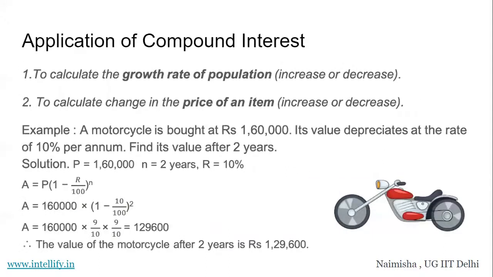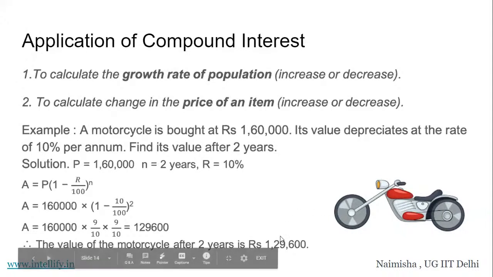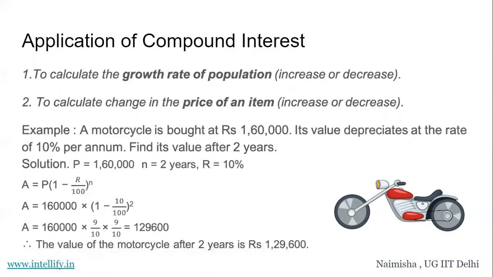Let's know the application of this compound interest. Compound interest is used to calculate the growth rate of a population. It is also used to calculate the change in the price of an item. Consider an example. A motorcycle is bought at rupees 1,60,000. Its value depreciates at the rate of 10% per annum. Find its value after 2 years.